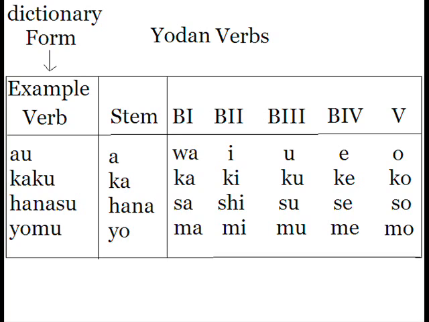So that's for hanasu. Now we got yomu. And yo is the stem. Yomu is to read. Base 1 is yoma. Base 2 is yomi. Base 3 is yomu. Base 4 is yome. Base 5 is yomo. So that's an example of some of the verbs and how the different bases change in sound.